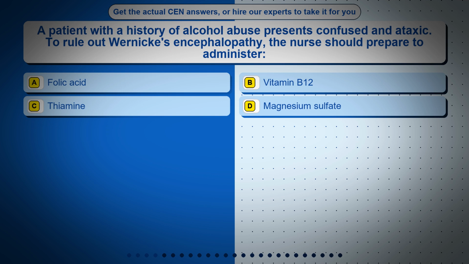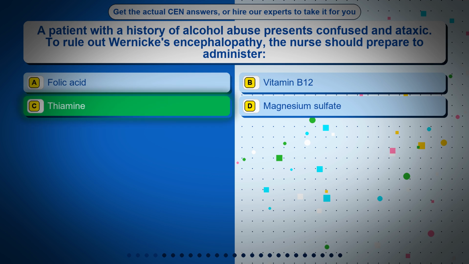Question 4. A patient with a history of alcohol abuse presents confused and ataxic. To rule out Wernicke's encephalopathy, the nurse should prepare to administer Option A. Folic acid. Option B. Vitamin B12. Option C. Thiamine. Option D. Magnesium sulfate. The correct answer is option C.